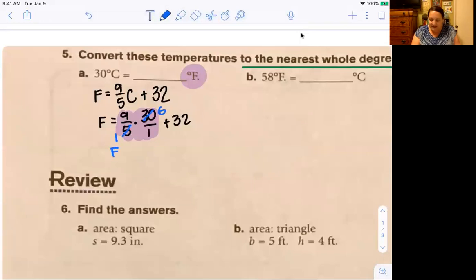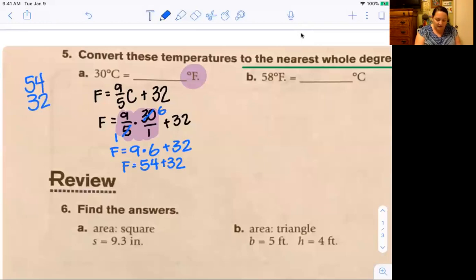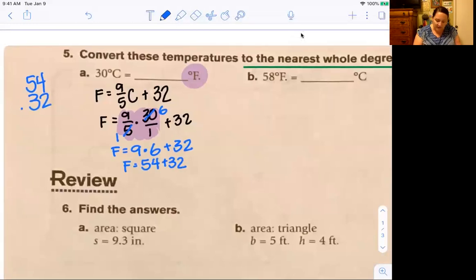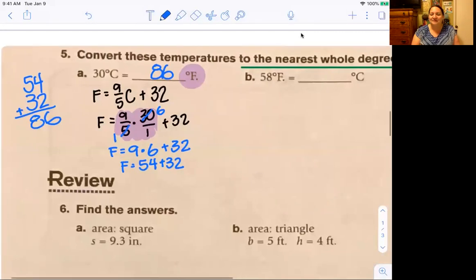And guys, just to be safe, I like to rewrite the problem. So we have 9 times 6 plus 32. What are we going to do first? 9 times 6. Fahrenheit equals 54 plus 32. And just to be safe, I'm going to come over here and write this vertically. Make a little bit less mistakes when I write it vertically. 4 plus 2 is 6. 5 plus 3 is 8. So 86 degrees. Did I have to round on that one? No, we didn't have to round on that one.